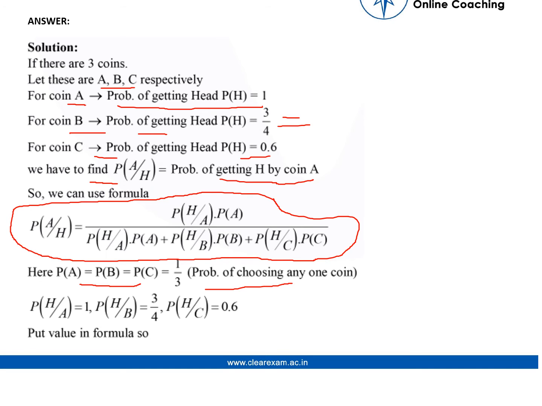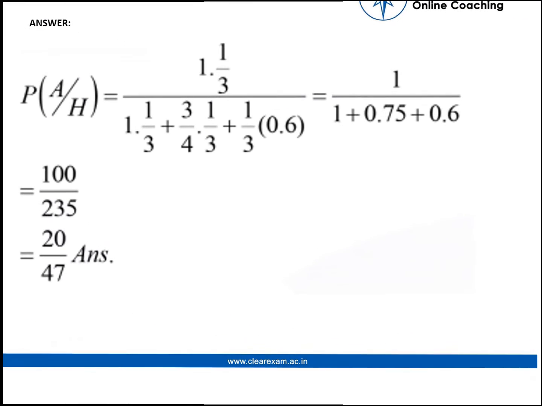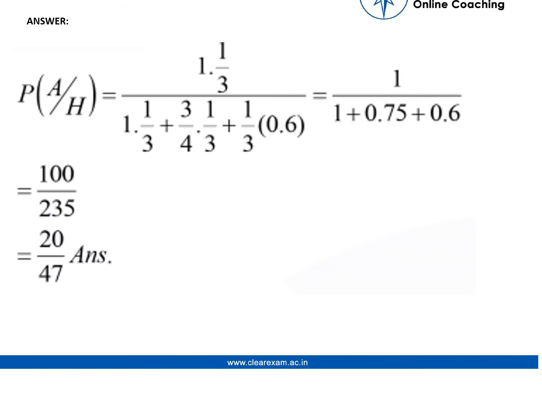And we have defined P(H|A) is equal to 1, P(H|B) is equal to 3 by 4, P(H|C) is equal to 0.6, that is the probability of getting head by any of the three coins. So we put the values in the formula, and by solving this equation we get the answer as 20 by 47.